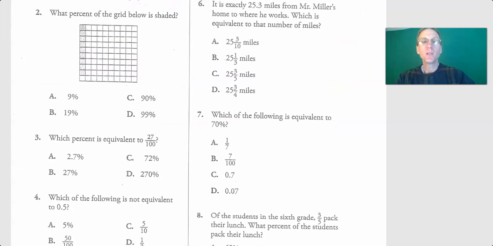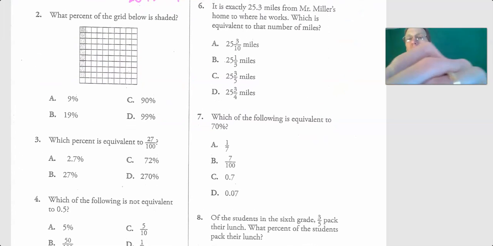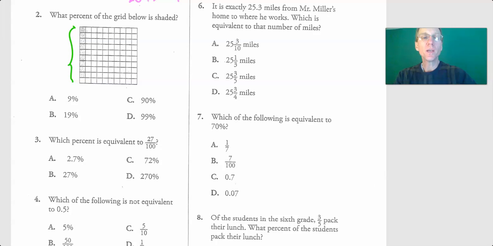All right, let's go to the next one here. What percent of the grid is shaded below? So let me get a different color. You have to remember, this grid has 10 going this way, 1, 2, 3, 4, 5, 6, 7, 8, 9, 10. So that's 10 rows, and then there are 10 in each row. And so there are 100.